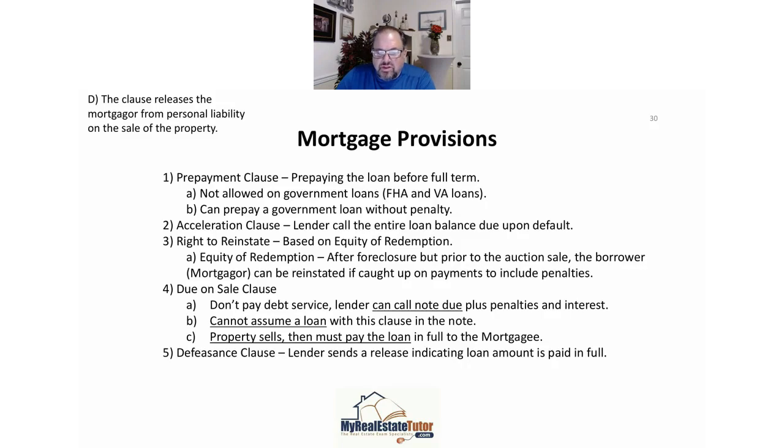You cannot assume a loan with this clause in the note. Watch this under 4C: if the property sells, then you must pay the loan in full. So basically what happens is this forbids the property being transferred to another owner without the note being paid. Hence the words due on sale. The clause says if you transfer the property or sell the property, you've got to pay the note off. Okay. And that's what it's talking about. And the answer is D. The clause releases the mortgagor, that's the owner, from personal liability on the sale of the property. Okay. Due on sale.